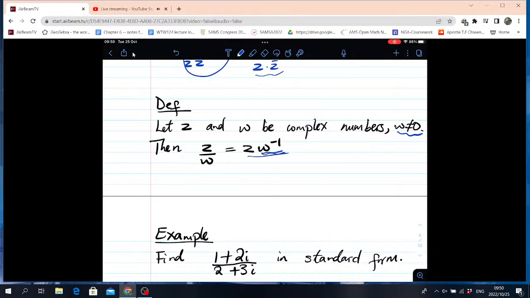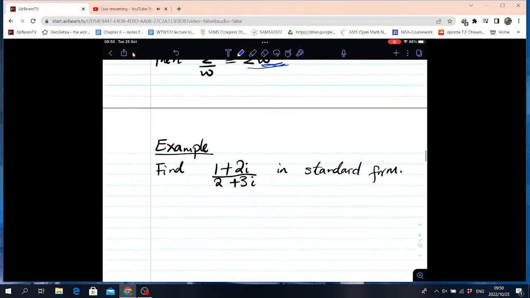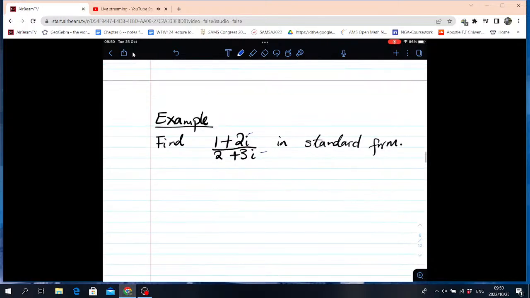Now let's look at it from a practical point of view. Here we're going to look at this example. We want to find the complex number 1 plus 2i over 2 plus 3i. In other words, we're dividing this by that, and then we want the answer to be in standard form, right? So what do we do? We say 1 plus 2i over 2 plus 3i.